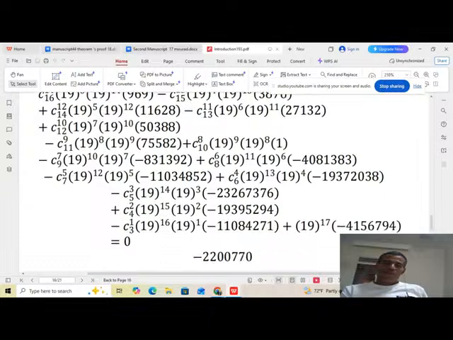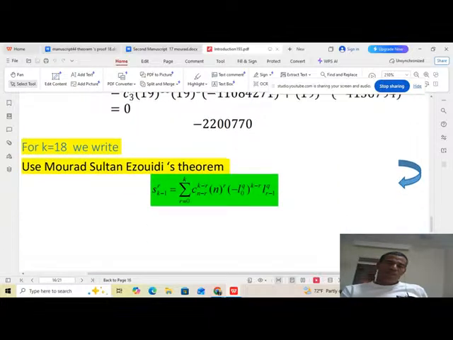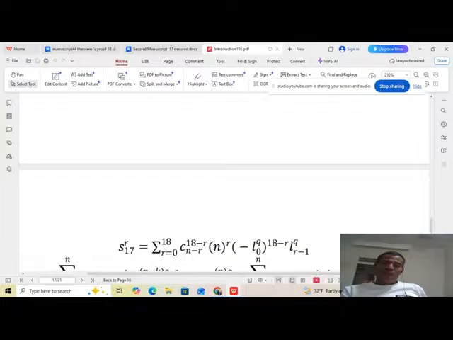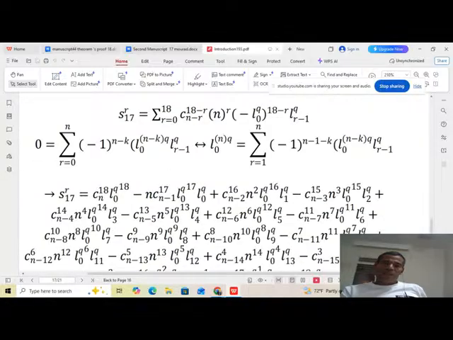Okay, so here we try to find k equal 18, meaning you will try to find the 18th coefficient. To find the 18th coefficient, just use Mathematicians theorem, and put k equal 18. 18 minus 1 is S17. So here I will try to write S17 in its lowest term. After expanding this formula, I'm going to write it like that.